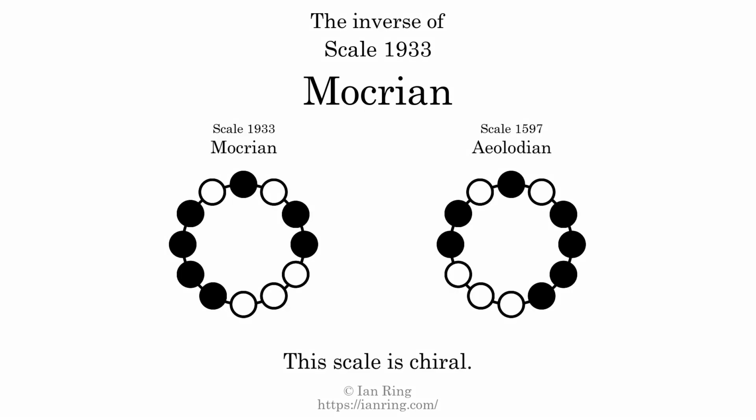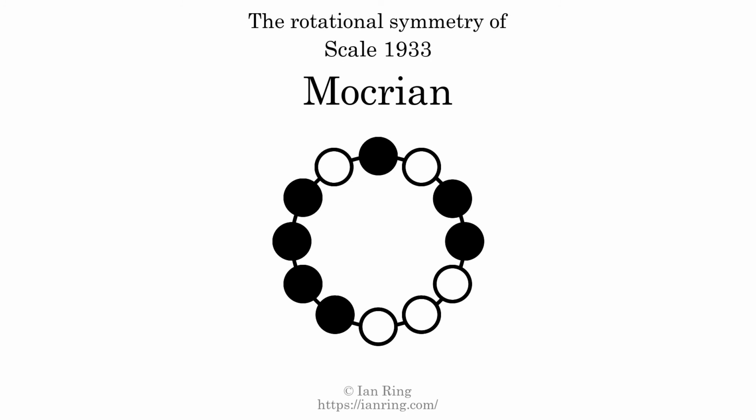The inverse of a scale is a mirror image. It is what you get when the sequence of intervals is reversed. The inverse of this scale is scale 1597, also known as Yelodian. This scale is chiral. It cannot transform into its inverse by rotational transformation. This scale has no rotational symmetry.